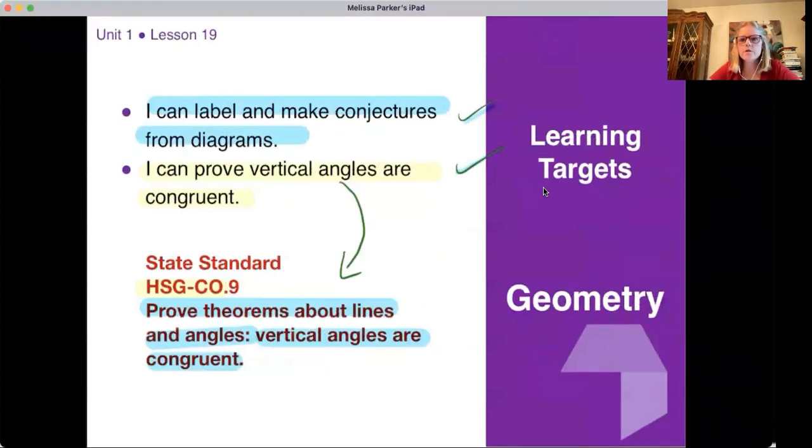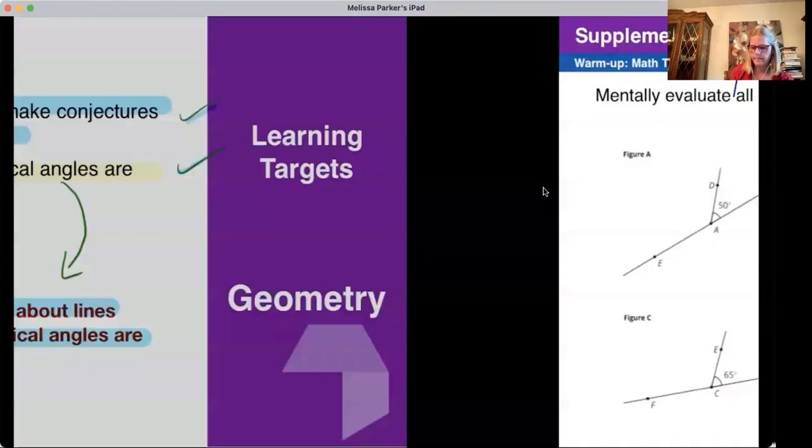Okay, the next slide shows our objectives or learning targets for the day. I can label and make conjectures from diagrams. I can prove vertical angles are congruent. Mastery of these two objectives is going to enable us to meet the state standard, high school geometry congruence number 9, to prove theorems about lines and angles, specifically that vertical angles are congruent. And that is our goal for today.